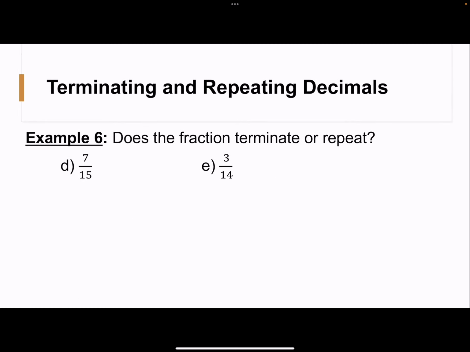A couple more examples. Does the fraction terminate or repeat? So if we look at 7/15, take a look at your denominator. Again, it has factors in our prime factorization of that denominator of 3 and 5. So since it has factors other than 2 and 5, because it has that 3, it's going to repeat.